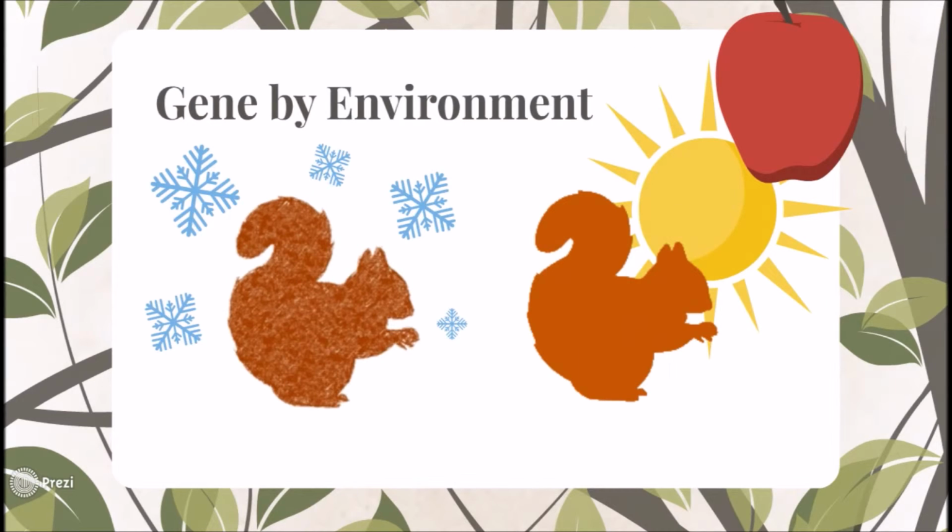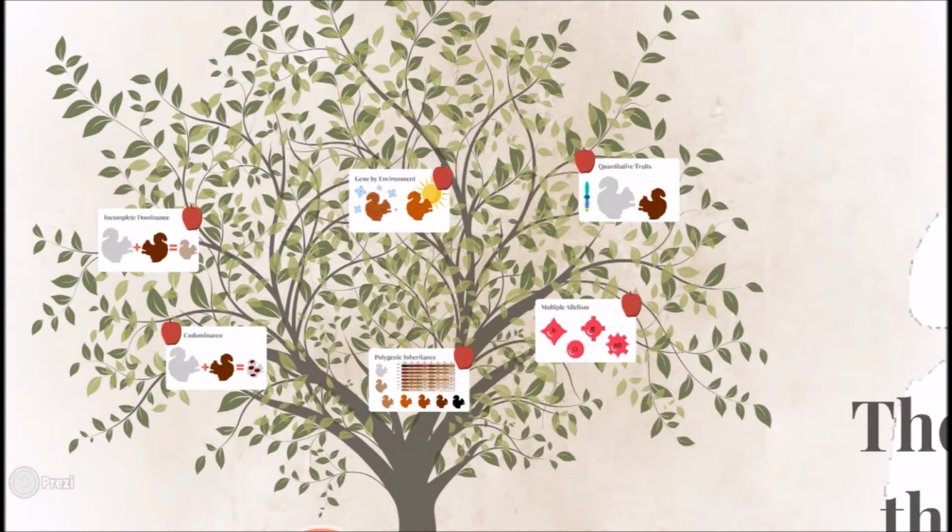When the phenotypes expressed are influenced by their environment, this is known as gene-by-environment interactions. Fur length is an example of this. Squirrels in colder environments tend to have longer fur, and squirrels in warmer environments tend to have shorter fur. While the squirrels do have different fur lengths coded into their genes, the temperature of their environment can influence the extent to which this gene is expressed.